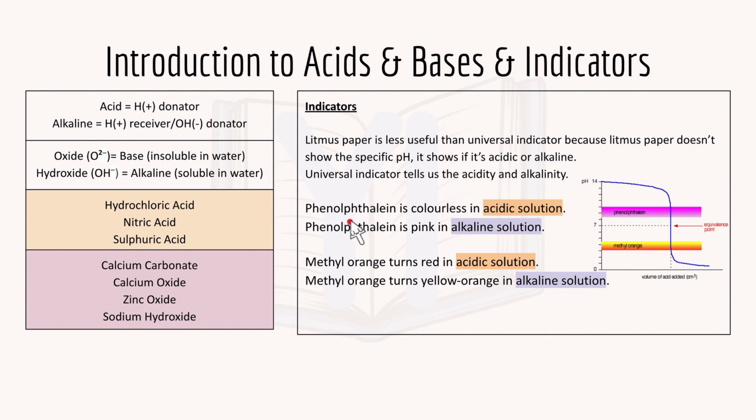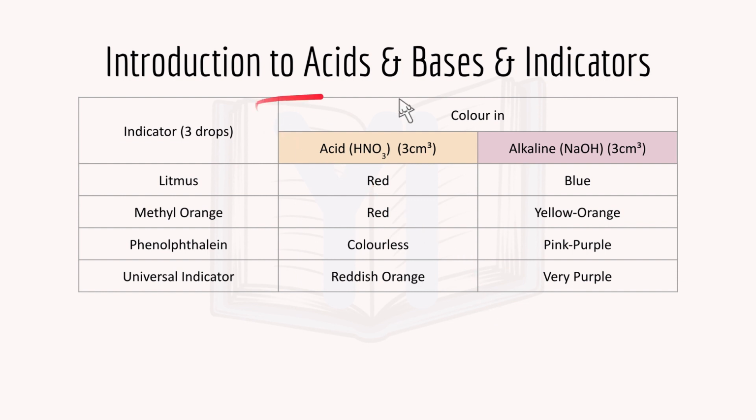And phenolphthalein is colorless in acidic solution, and pink in alkaline solution, which will be useful for titrations, which we'll look into later. And methyl orange turns red in acidic solution, and yellow orange in alkaline solution. So here are some colors.